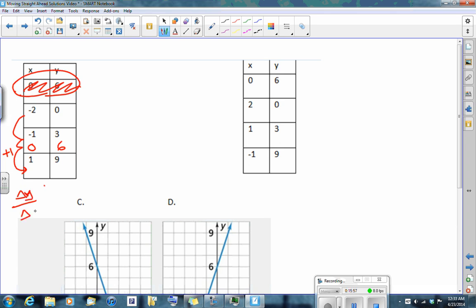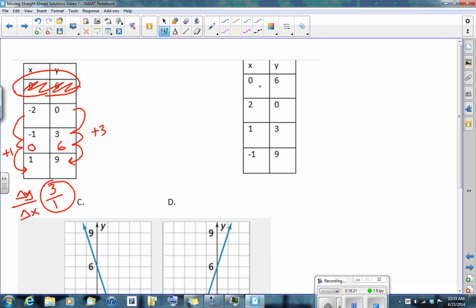Change in y over change in x. So for x, we have a positive 1. That's the change. For y, they go 0 to 3 to 6 to 9. So they keep adding 3 each time. So the change in y is 3. So here's our slope, 3 over 1.